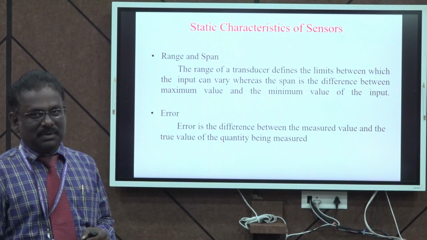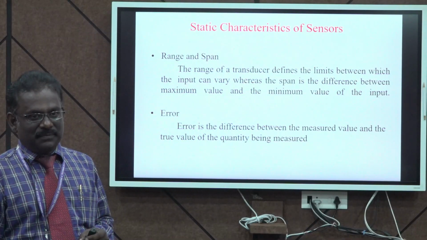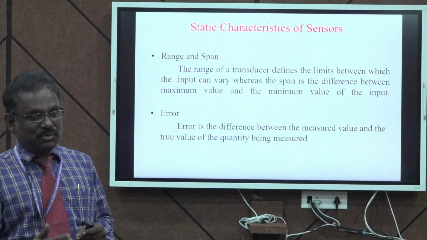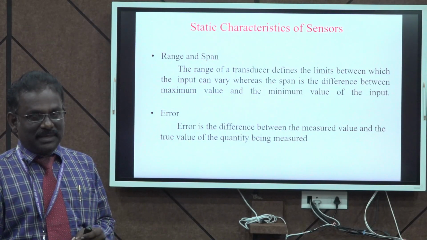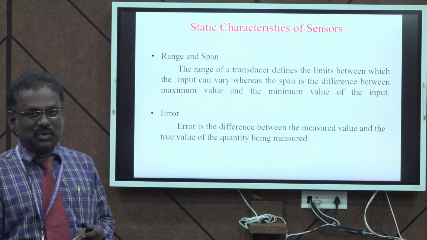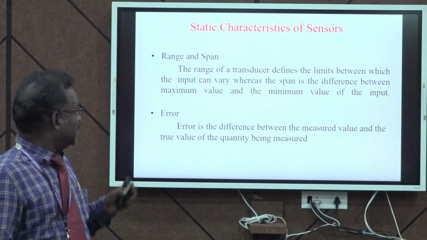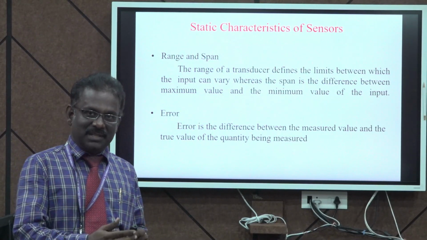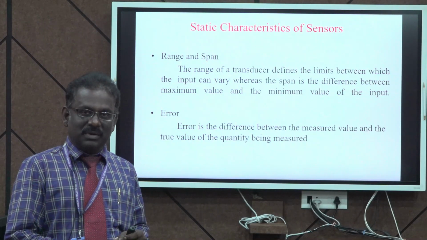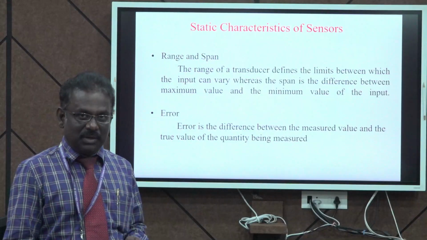For example, for a load cell, if the load cell is used to measure force up to 10 kilonewton, then the range of the load cell is said to be 0 kilonewton to 10 kilonewton, and the span is nothing but the difference between the maximum value and the minimum value. Here the maximum value is 10 kilonewton and the minimum value is 0 kilonewton, so the span is 10 kilonewton.